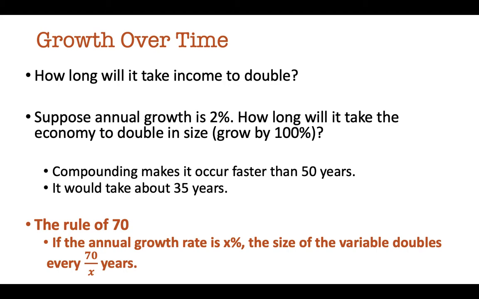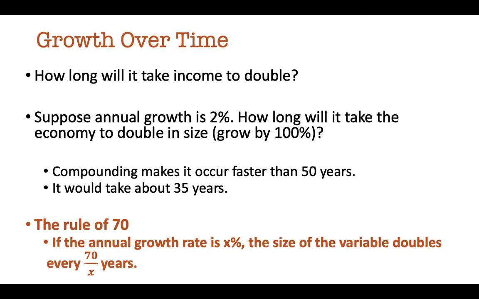So you just take 70, you plug in whatever the growth rate is at the bottom. Be careful here, you're going to drop the percentage sign, but you are not going to put it in decimal form. So here in this case, we had a 2% growth rate, 70 over 2 is 35. So that's how you get that. You just plug in the number from the percentage. Don't convert anything to a decimal, just drop that percentage sign.